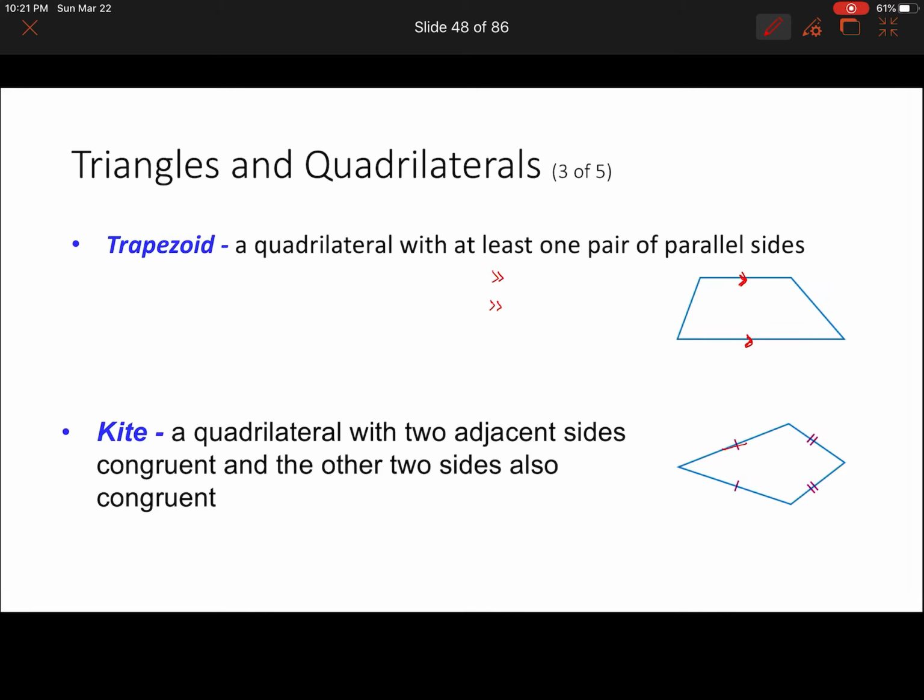So for example, this side and this side are adjacent because they're side by side, and they're the same length. That also means that this side and this side are also the same length. Okay, so two sets of adjacent sides that are congruent is how we define a kite. And again, you probably know in your mind what that looks like, but as you can see here, we do have an example.